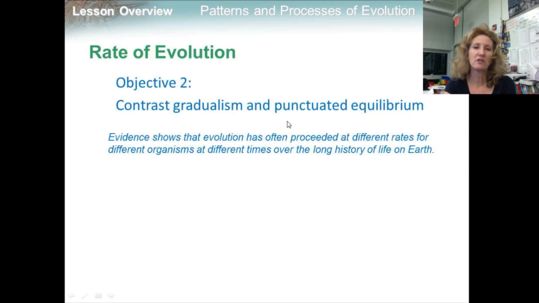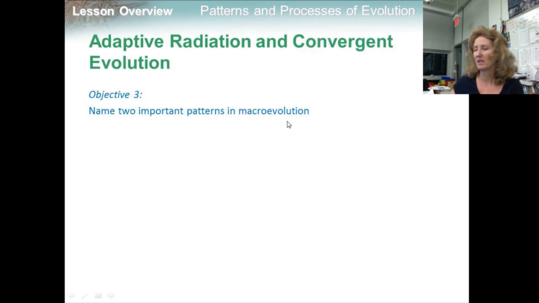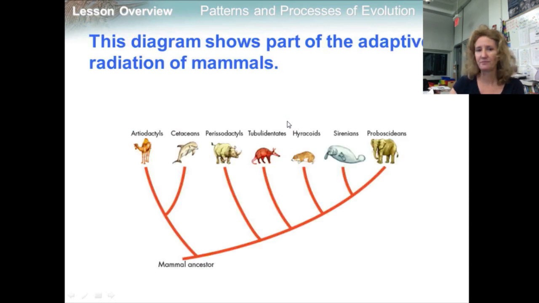So contrast gradualism and punctuated equilibrium. Evidence shows that evolution has proceeded at different rates for different organisms at different times over the long history of life. So name two important patterns in macroevolution.